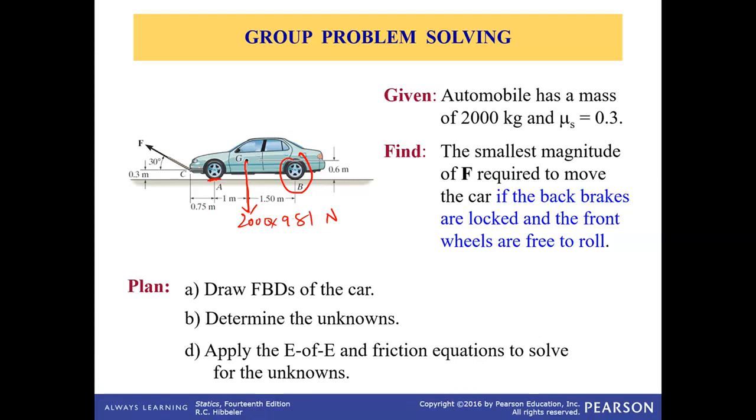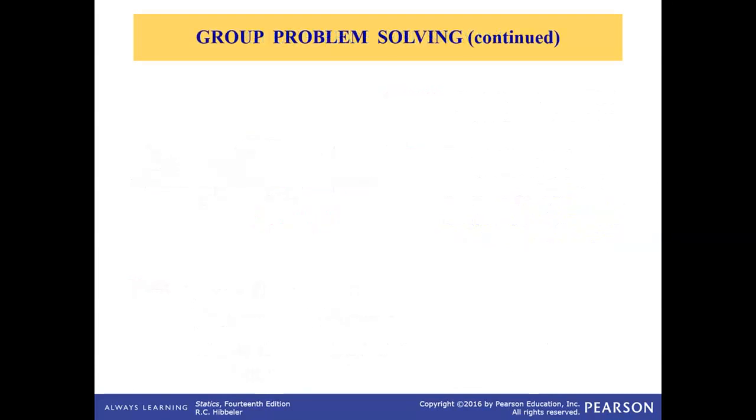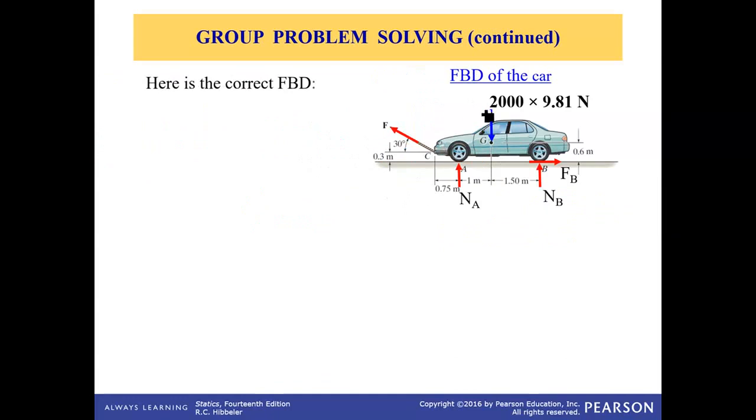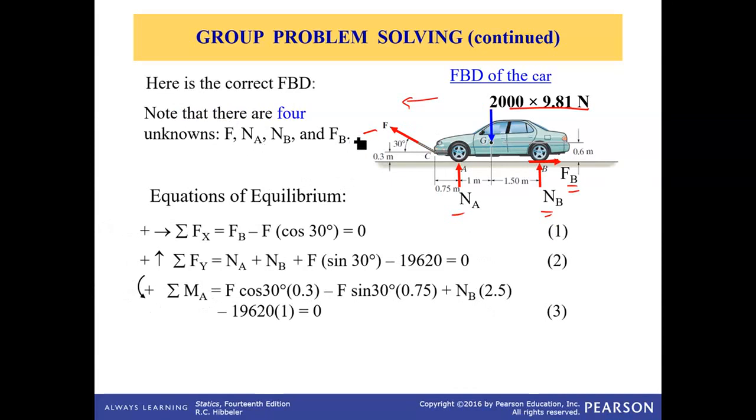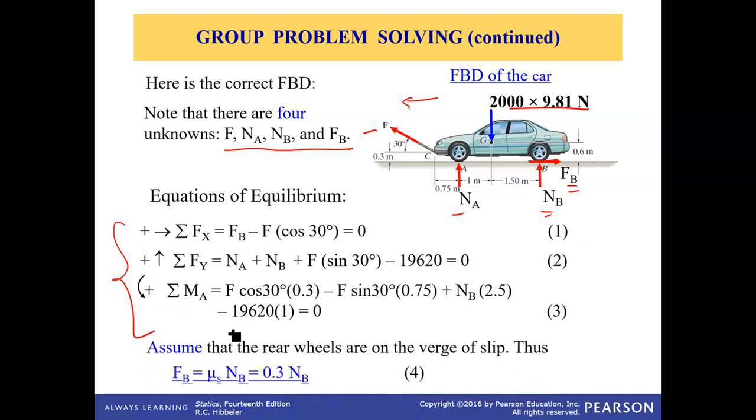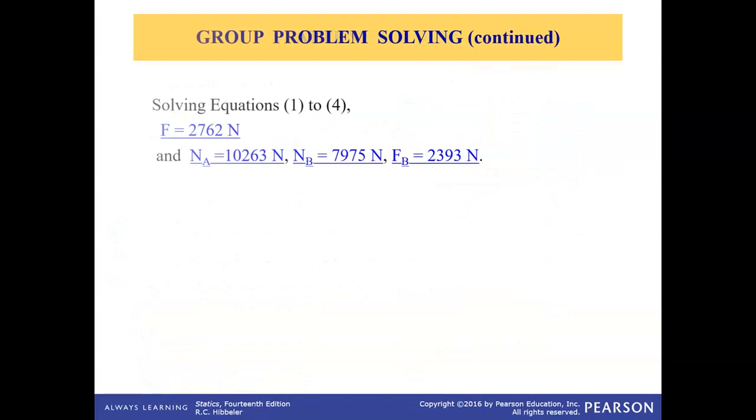So the steps are: draw the free body diagram, identify unknowns, and apply equations of equilibrium. Weight is one force, F is another force, and there is a normal force at the front wheel. There is no friction at the front wheel because these wheels are free to rotate. There is a normal force at the back wheel, and since the car is being pulled in the left direction, the friction is applied in the right direction, and that is F_B. So our unknowns are 1, 2, 3, and 4. We have 4 unknowns, which means we need 4 equations. Three of them are our well-known equations of equilibrium, and the 4th one is our friction equation, mu times N. Using those 4 equations, we can solve for the 4 unknowns. Thank you.